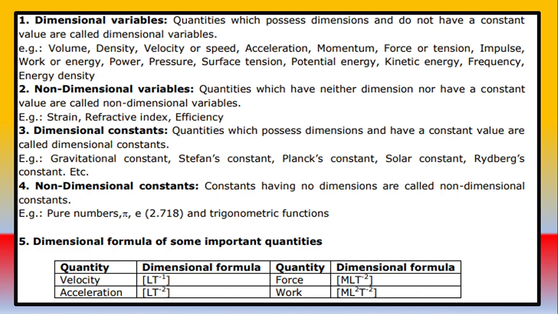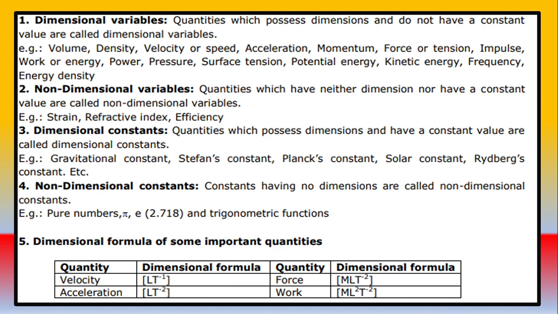Similarly, we should know about a few more concepts like dimensional variables. Quantities which possess a dimension and do not have a constant value are called dimensional variables, like velocity, acceleration, momentum, force, volume. These are physical quantities which do not have any constant value; they vary. So we call them dimensional variables.